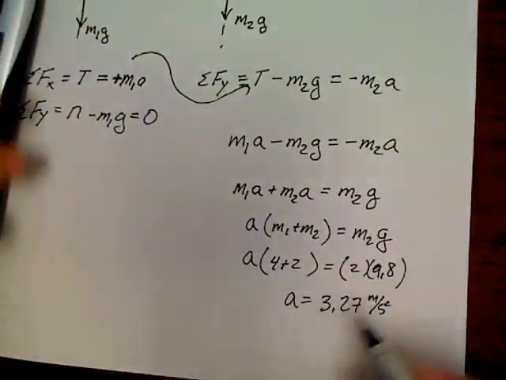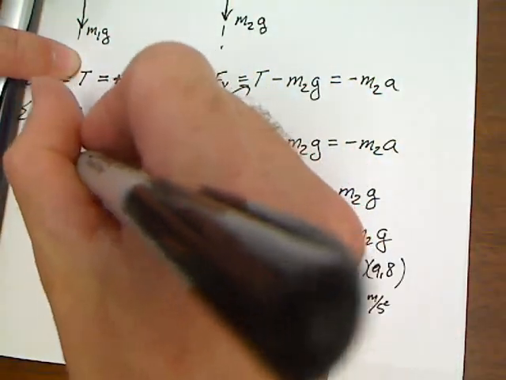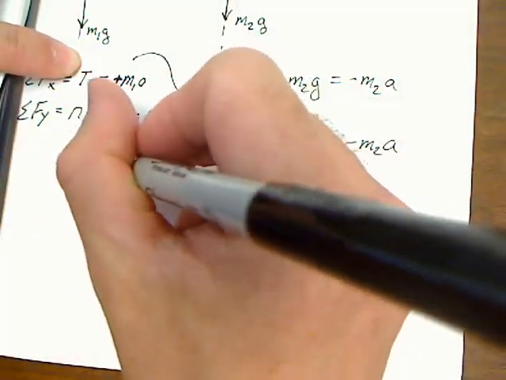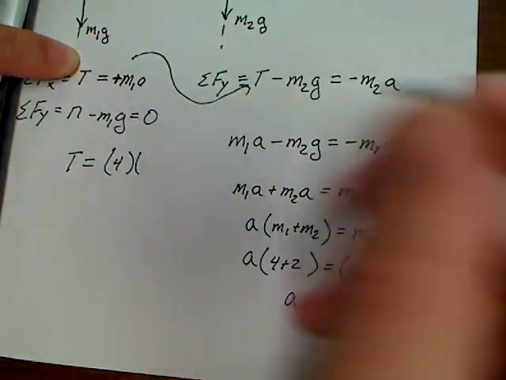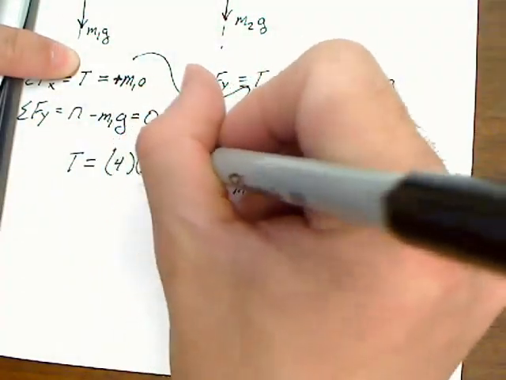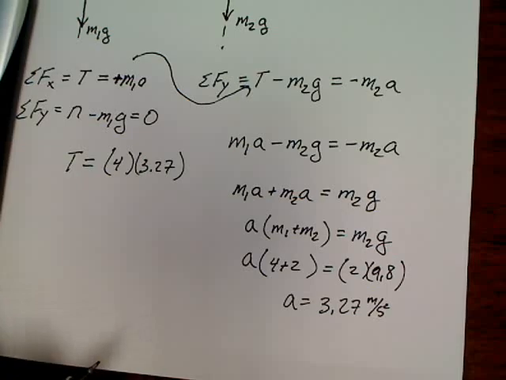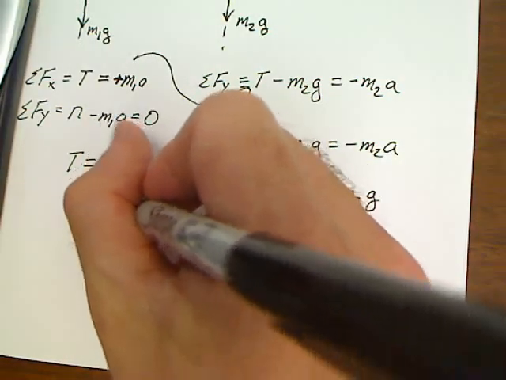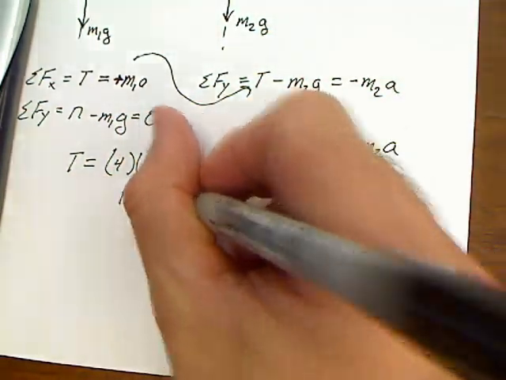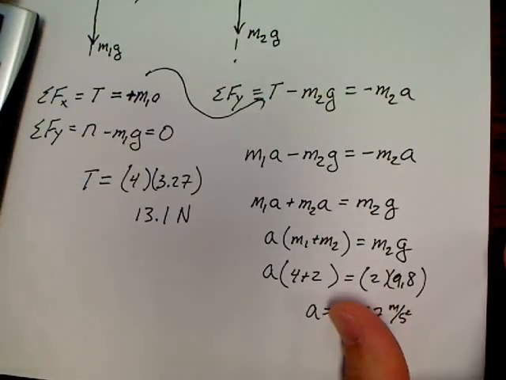If we want to find what the tension is, we can come back here. Tension is equal to M1, 4 times 3.27, which is 13.1 newtons of tension in this problem.